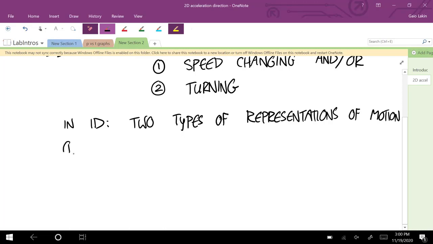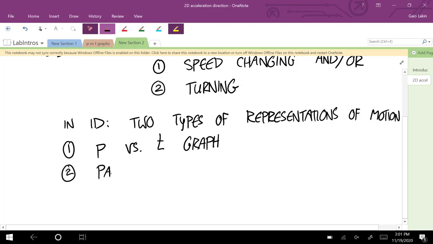The first one is a position versus time graph. And then the second one is a picture that shows the path of the object. And then on top of that, you'll have a velocity and an acceleration vector drawn. And it's very important that you make a distinction between these two things.